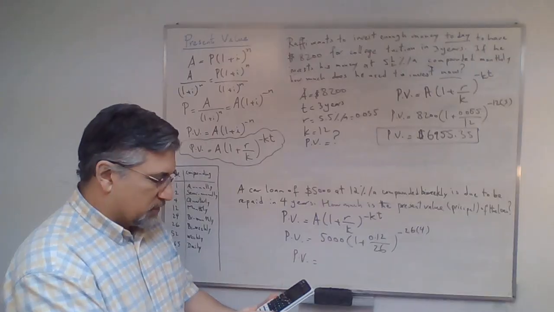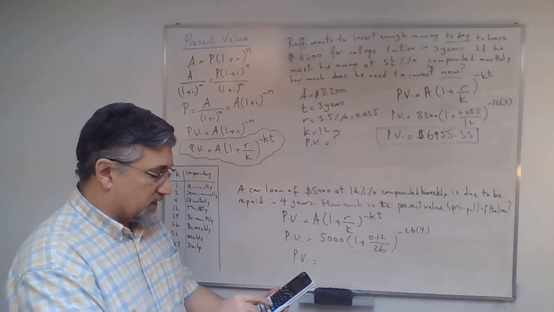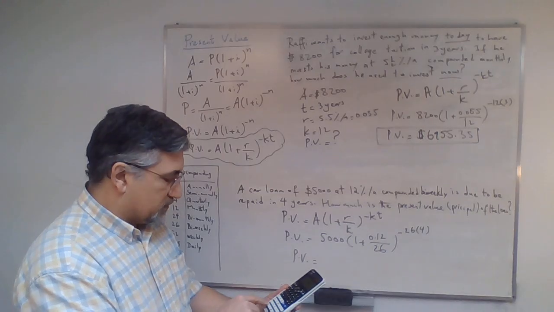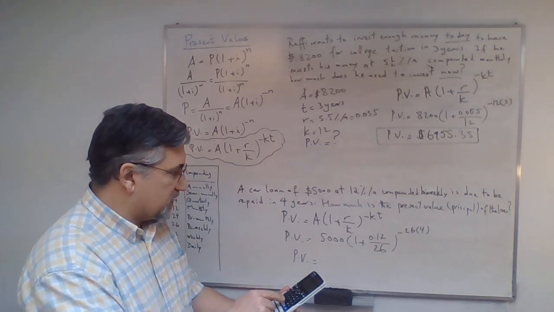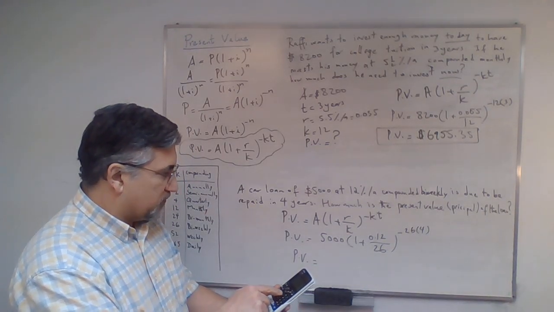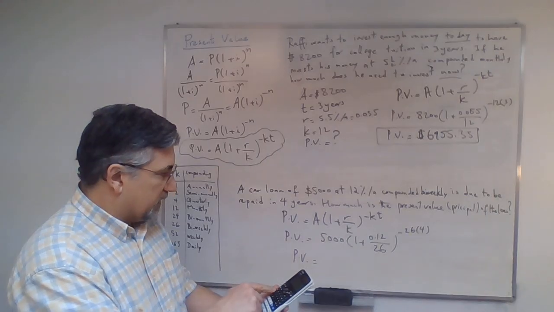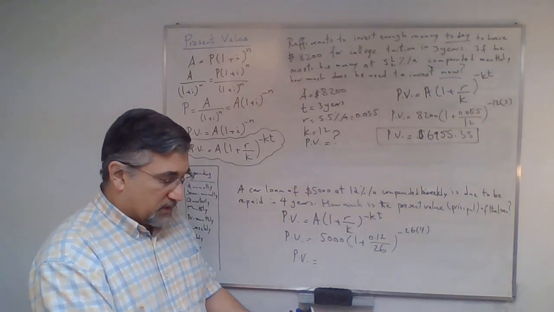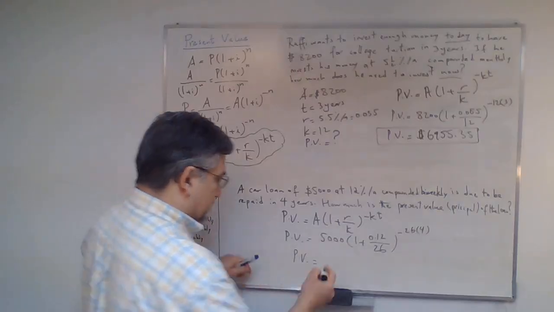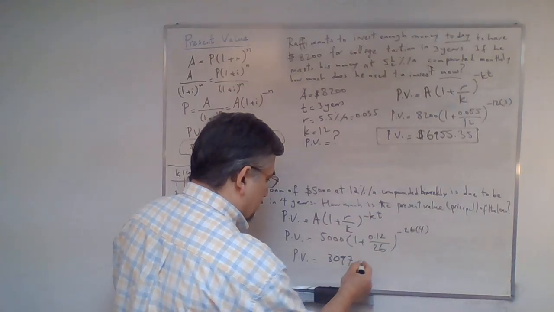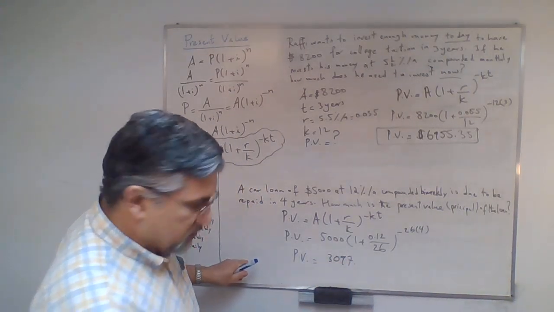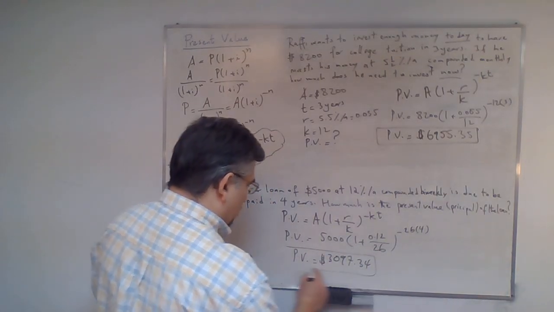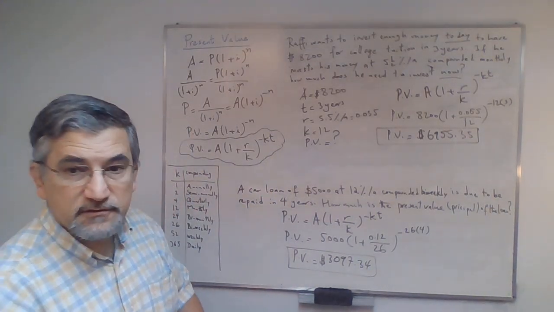So now we can use the calculator to figure this out. 5,000 times 1 plus 0.12 divided by 26, raised to the exponent of negative 26 times 4, and we get $3,097.34. Okay. So what is the meaning of this $3,000?